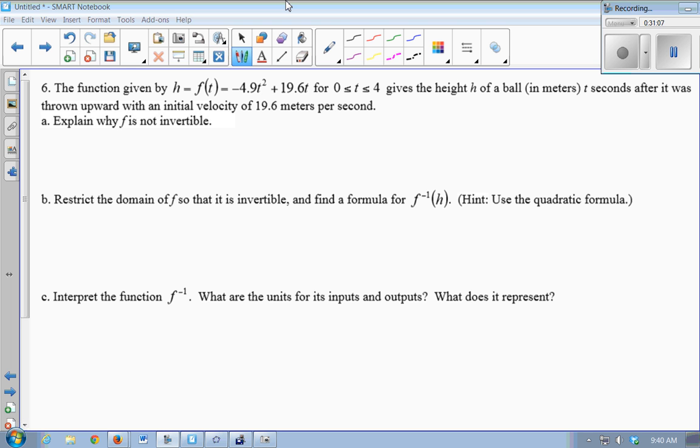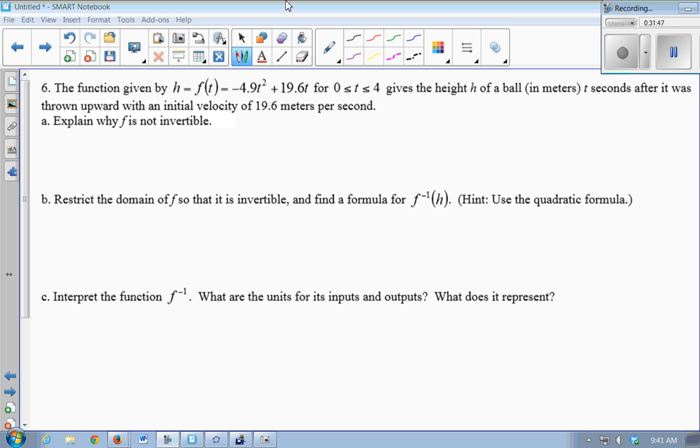Okay, here's a quadratic function, negative 4.9 t squared plus 19.6 t. It's defining the domain as t's only go from 0 to 4. And it tells you the height of a ball in meters, t seconds after it was thrown upward with an initial velocity of 19.6 meters per second. Okay, so the restriction on the domain makes a lot of sense given the context of this problem, because before time equals 0, we don't know what the heck that ball was doing. It was like in somebody's pocket or desk drawer or something. So this function does not model at all what that ball was doing before we threw it.